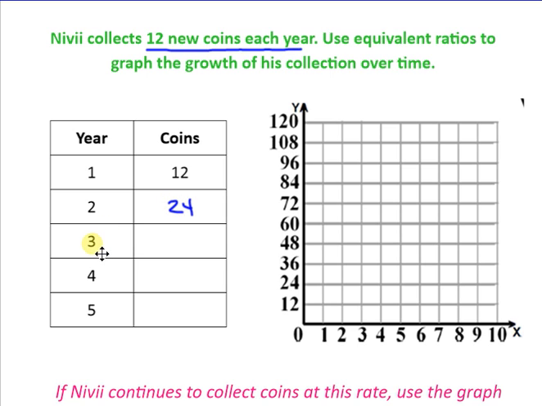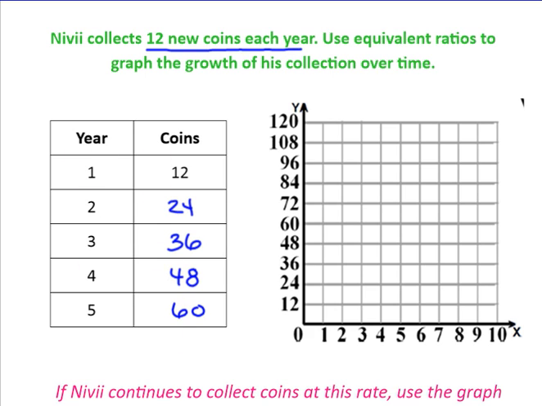So then how many coins will he collect in 3 years? Well, add 12 to that, 36. How many in 4 years? Add 12 to that, 48. How many in 5 years? Add 12 to that, 60.